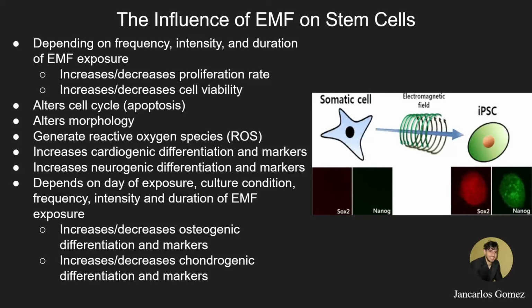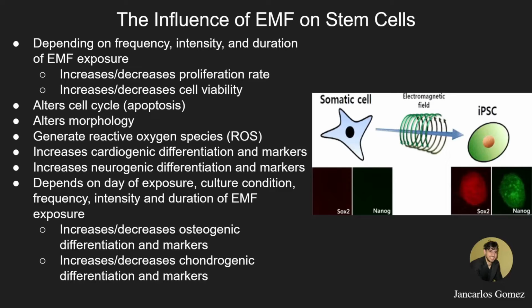Electromagnetic fields can influence stem cells in a variety of ways. Utilizing an electromagnetic field on a somatic cell, we can turn it into an induced pluripotent stem cell, as shown in the image on the right. Depending on the frequency, intensity, and duration of the EMF exposure to the cells, it can cause an increase or decrease in the proliferation rate and in the viability of the cells. EMFs can also alter the cell cycle and make cells die sooner or later by modifying the cell's survival signal. This can be used to delay apoptosis, which is a form of programmed cell death.